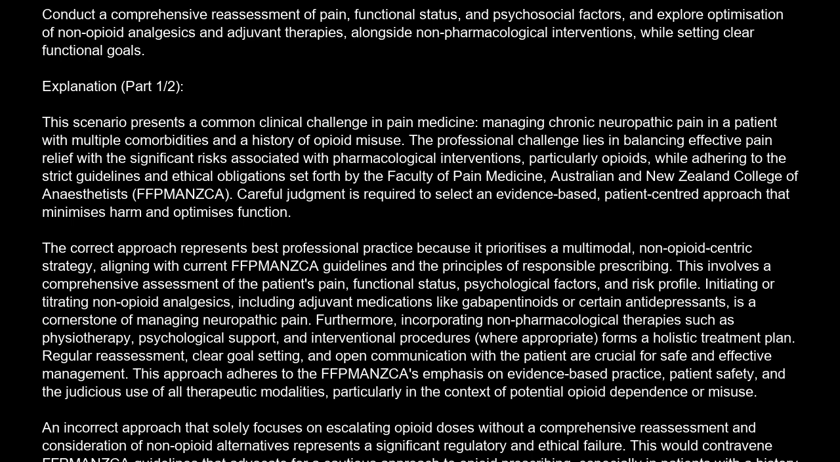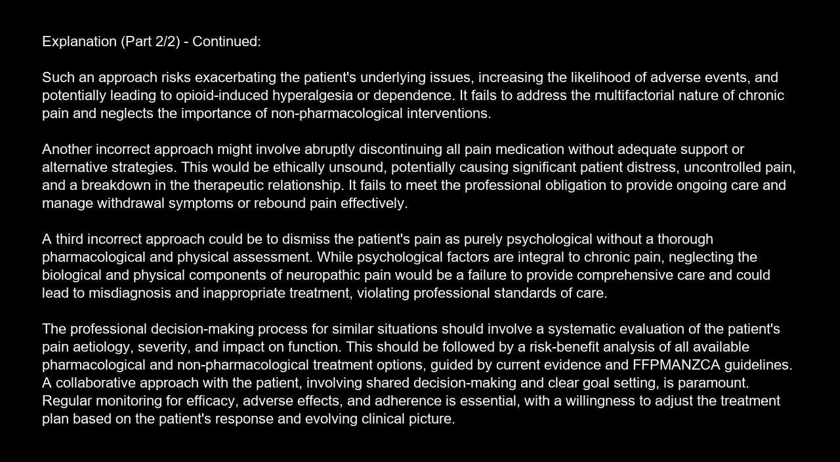An incorrect approach that solely focuses on escalating opioid doses without a comprehensive reassessment and consideration of non-opioid alternatives represents a significant regulatory and ethical failure. This would contravene FFP-Manska guidelines that advocate for a cautious approach to opioid prescribing, especially in patients with a history of misuse or significant comorbidities. Such an approach risks exacerbating the patient's underlying issues, increasing the likelihood of adverse events, and potentially leading to opioid-induced hyperalgesia or dependence. It fails to address the multifactorial nature of chronic pain and neglects the importance of non-pharmacological interventions.